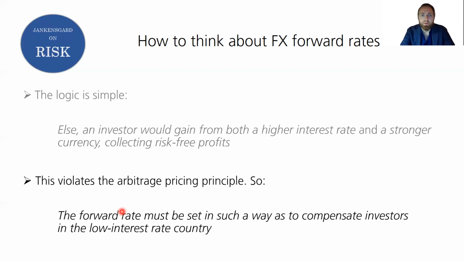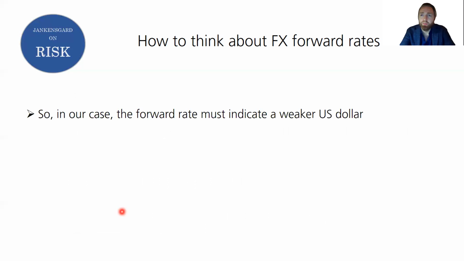So here's what goes, rather. The forward rate must compensate. The way we set it, it has to end up so that whoever invests in the low interest rate country is compensated for the fact that there's a lower interest rate there. Otherwise, everybody would switch and lock in the forward rate and collect these gains. And that can't happen, because we're going to assume efficient financial markets here that don't let that happen. So since we've assumed a higher US interest rate, that must mean that the dollar is going to get weaker over this time period.